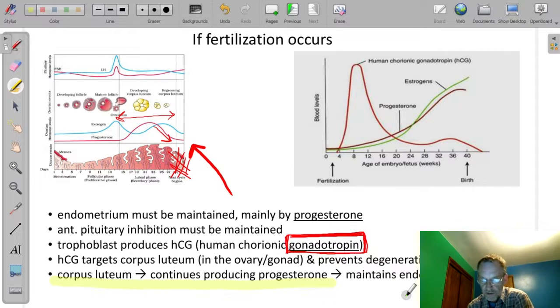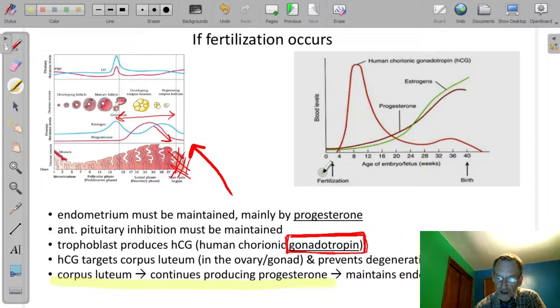It's also going to be producing estrogen, but it seems to be that progesterone is particularly necessary for maintaining the endometrium. Some women that have recurring miscarriages, one of the things to check for is the progesterone level. If it's inadequate, that may be the reason for the pregnancies being lost and spontaneously aborting. So that's an easy one to check.